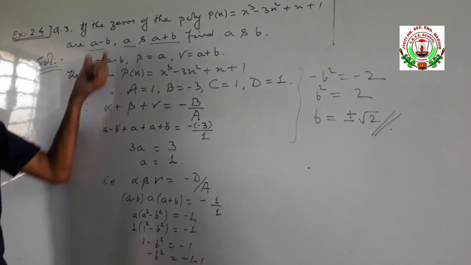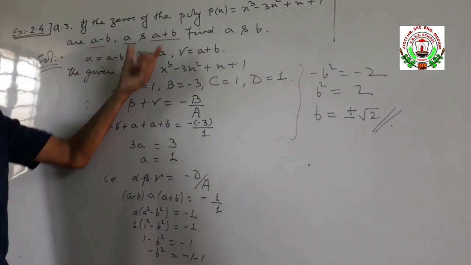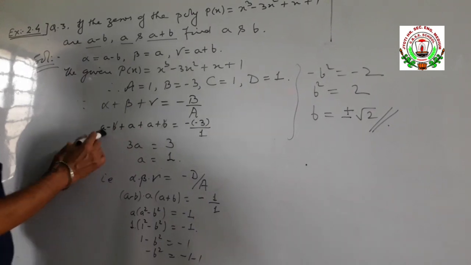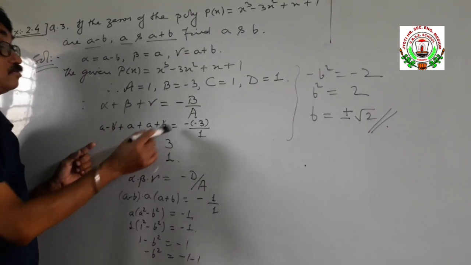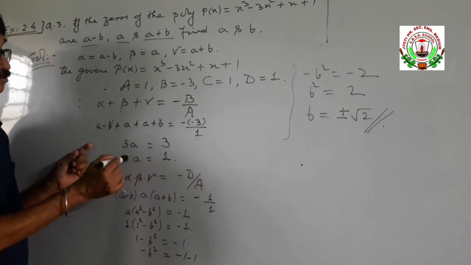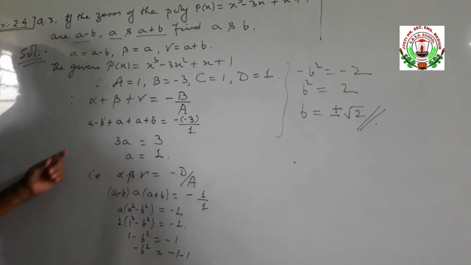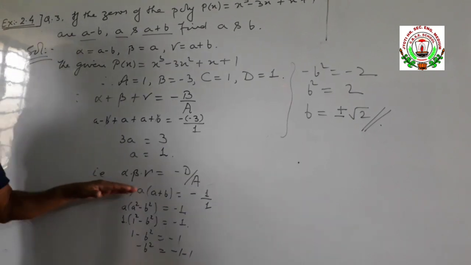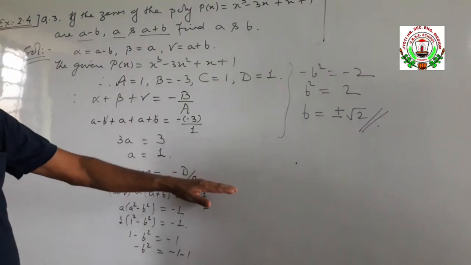So value of alpha a minus b, value of beta a, value of gamma a plus b. On adding them we get 3a equals, replacing the values for B and A, we get 3, value of a equals 3 by 3, 1. Now the last one, the third relation, is alpha into beta into gamma equals minus D by A.